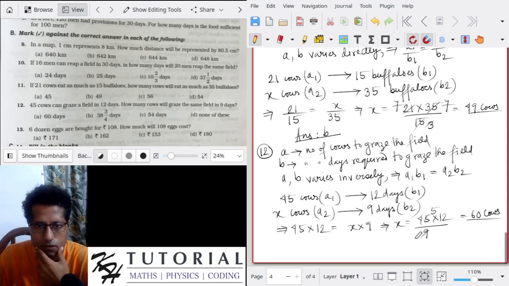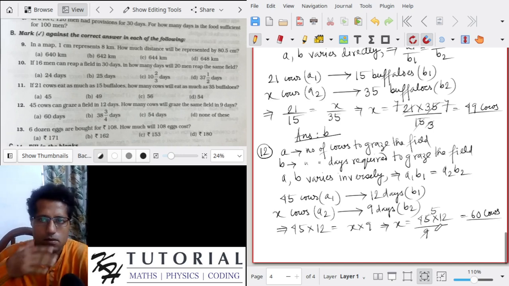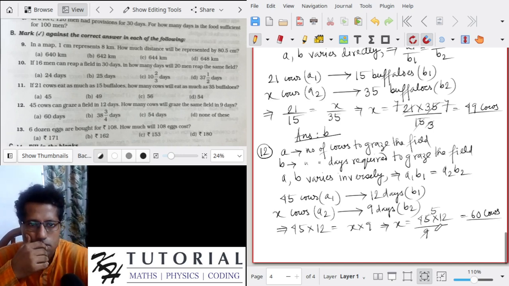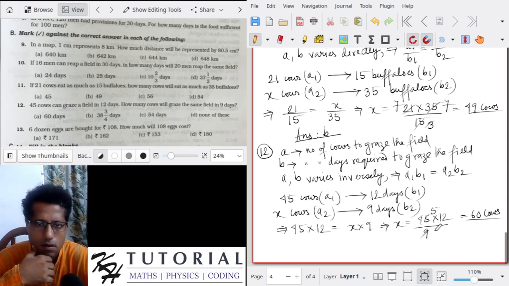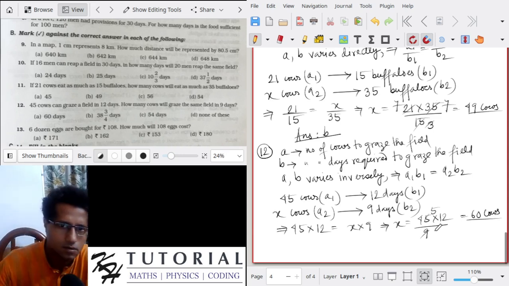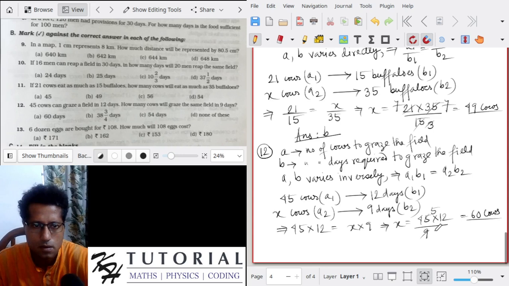So how many cows will graze the same field in 9 days? The answer is given in days. How come? It says 45 cows can graze a field in 12 days. How many cows will graze the same field in 9 days? And the choices are given in days. In 9 days, I think it is given wrong. The choices are given wrong.